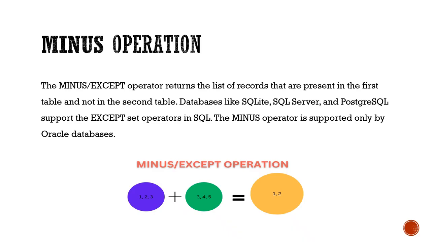Here we have the pictorial representation for the minus operation. We have 1, 2, 3 in the first diagram and 3, 4, 5 in the second diagram. So in the minus operation, the 3 is common in both diagrams. So the result is 1 and 2. It removes the common data and displays only the elements which are not present in the second table. So we have 1 and 2.